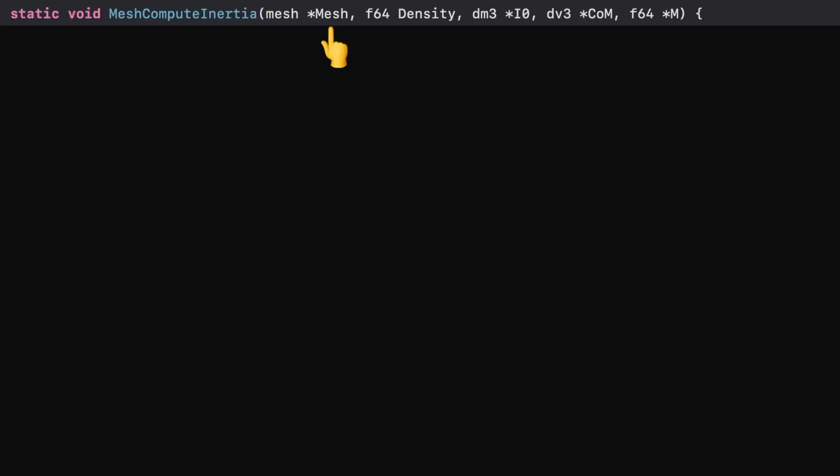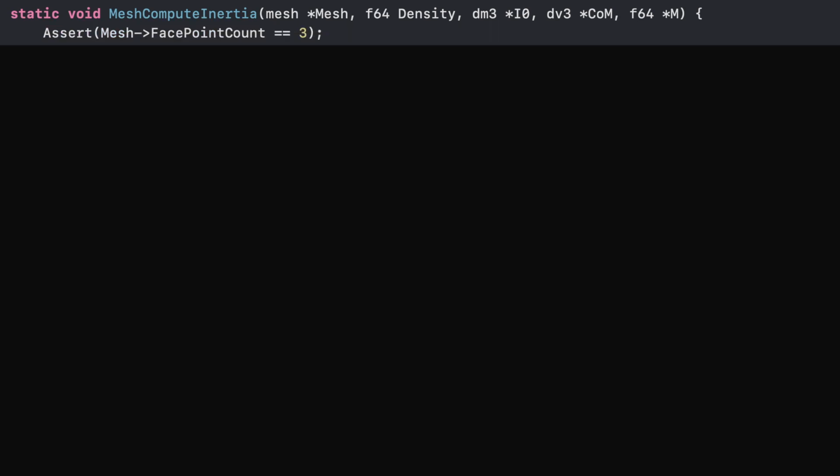The function takes the mesh for which the inertia tensor should be computed, its constant density, and 3 pointers for the output of the inertia tensor, the center of mass, and the total mass. First, I inserted a debug check which ensures that the faces of the mesh are actually triangles and not accidentally quads or something. A nice addition to this would be to check if the mesh is actually closed and has a consistent triangle winding order, but that's a bit more complicated.